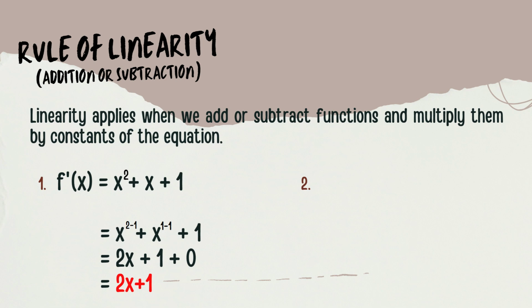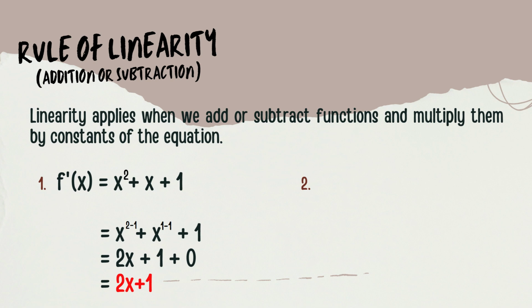Addition or subtraction. Linearity applies when we add or subtract functions and multiply them by constants of the equation. First, we have f prime of x is equal to x squared plus x plus 1. So dito, minus natin sa 1 lahat ng exponents. Kaya naging x raised to 2 minus 1 plus x raised to 1 minus 1 plus 1. Ibinaba natin yung exponent and minultiply sa coefficient kaya naging 2x plus 1 plus 0. Naging 0 yung 1 dahil dito sa rules of derivatives, any constant is always 0. Kaya ang final answer natin is 2x plus 1.